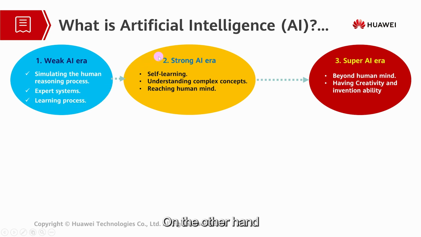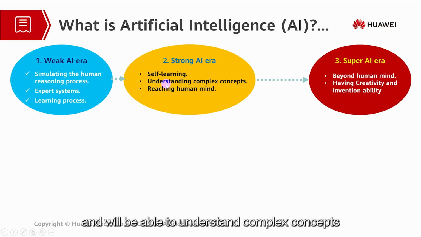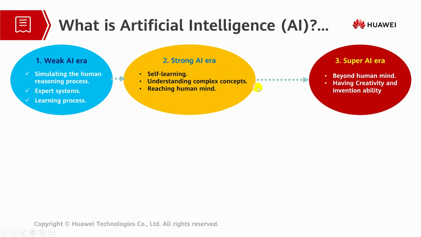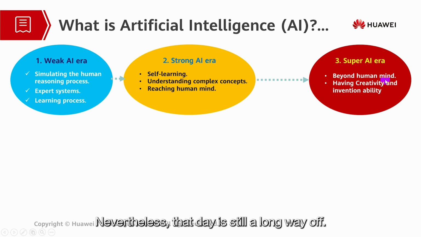On the other hand, in the strong AI era, machines are expected to learn by themselves using AutoML and similar techniques, and will be able to understand complex concepts such as human language and cultural implications. Finally, super AI would likely be creative and surpass the human mind, as seen in many sci-fi movies. Nevertheless, that day is still a long way off.